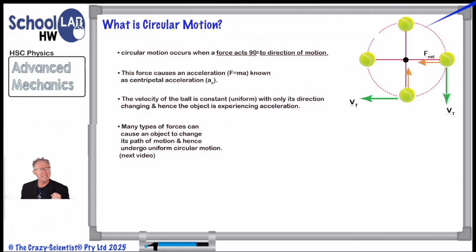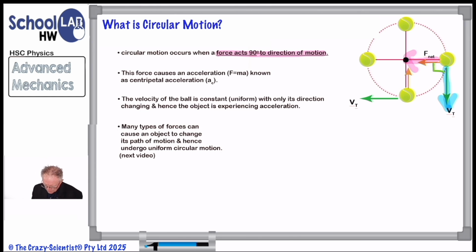Okay, here are some key fundamental ideas about circular motion. Make sure you can explain and identify these, because these pop up a lot of the time in multiple choice questions. First thing is that with circular motion, there is a force that acts 90 degrees to the direction of motion. So here is our direction of motion, but there is a force acting on that object, and that force is 90 degrees to the direction of motion. When that occurs, the object changes direction in a circular fashion.